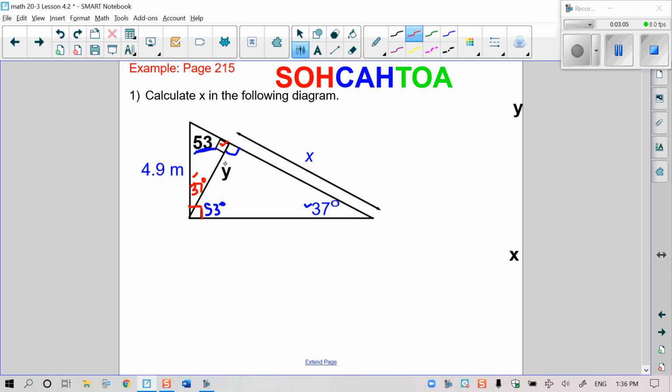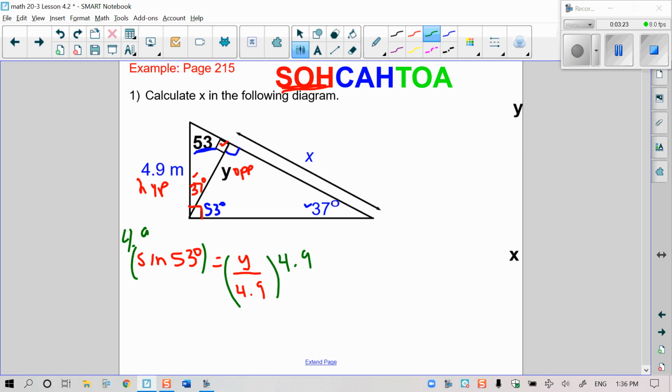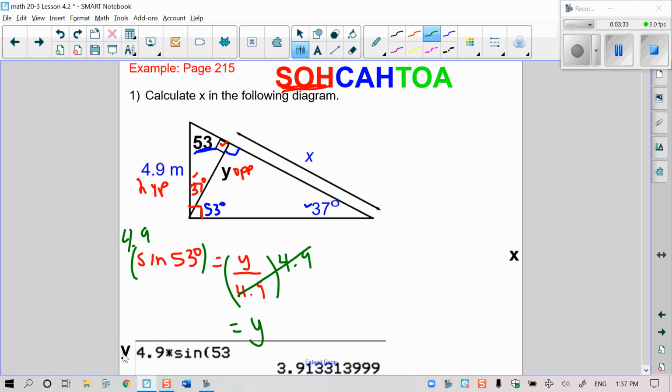So looking at this, I have an opposite side and I have a hypotenuse. Opposite and hypotenuse is sine. So let's write out what we have. Sine of 53 is opposite y over hypotenuse 4.9. So I'm going to multiply both sides by 4.9, which is the opposite of dividing. I have to use the opposite operation and be fair. So y is equal to 4.9 multiplied by the sine of 53. In doing so, I get that y is 3.9 meters.